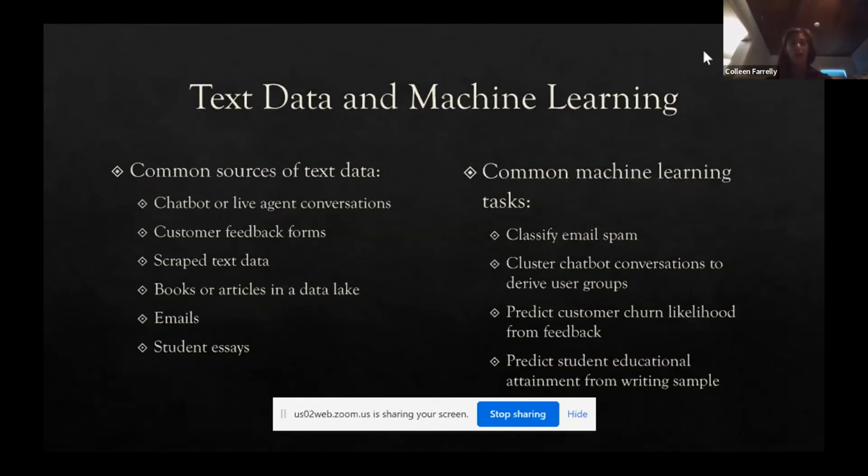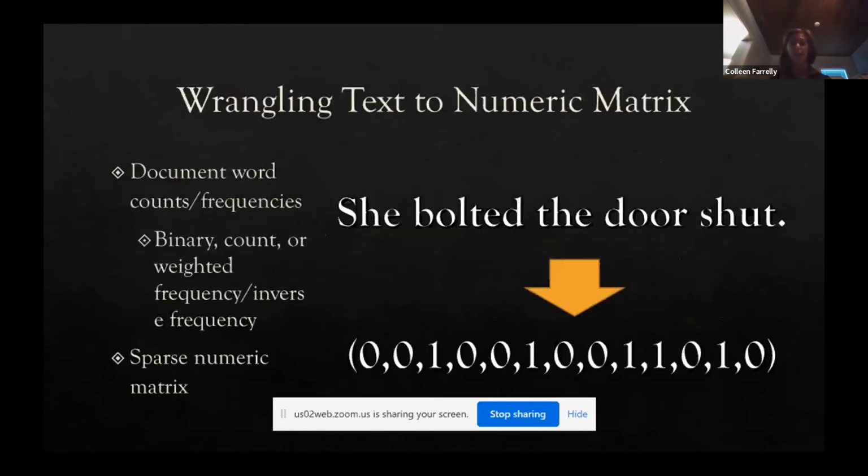However, there are a lot of processes that we need to implement to get from text data to machine learning applications. So a lot of applications require some sort of numeric matrix as their input. So one of the main tasks is to convert text to numeric data.